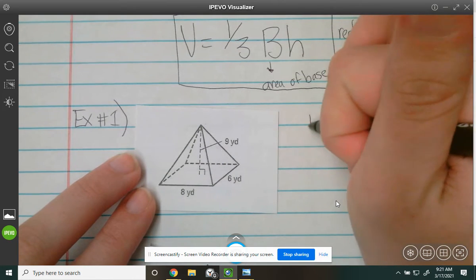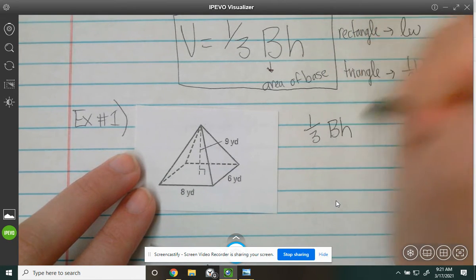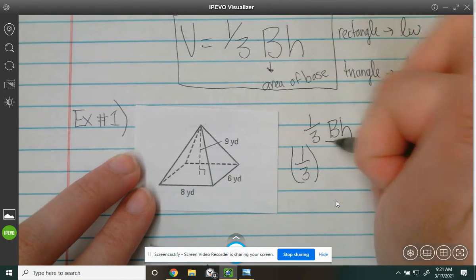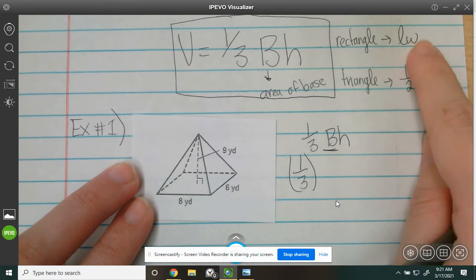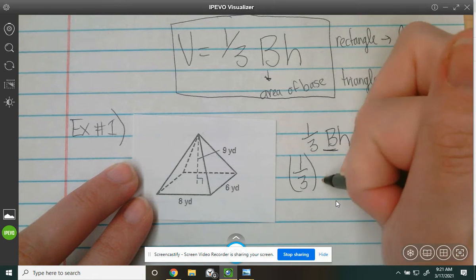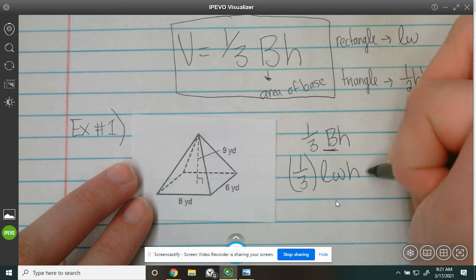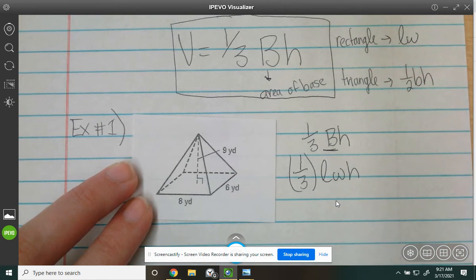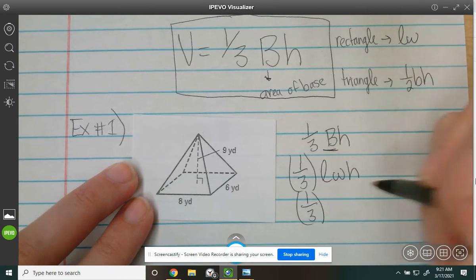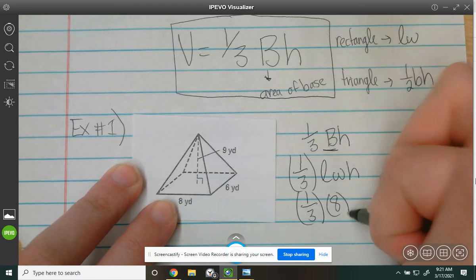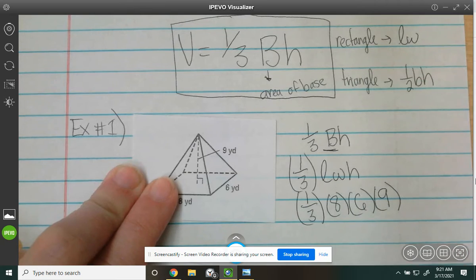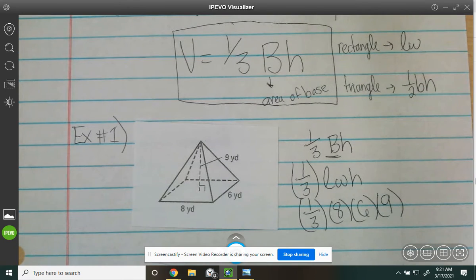So I'm going to do 1/3 BH. I drop down my 1/3, B. Is it going to be length times width or 1/2 BH? It's a rectangle, so it's going to be length times width, and then I drop down my H. So now I just fill in my numbers. So once again, 1/3, my length would be 8, my width would be 6, and my height would be 9. Okay, and then you just type all that in.